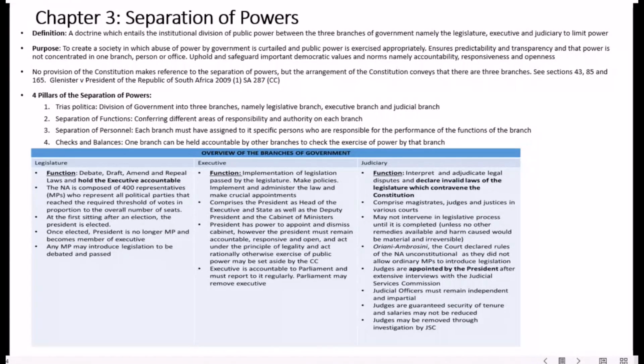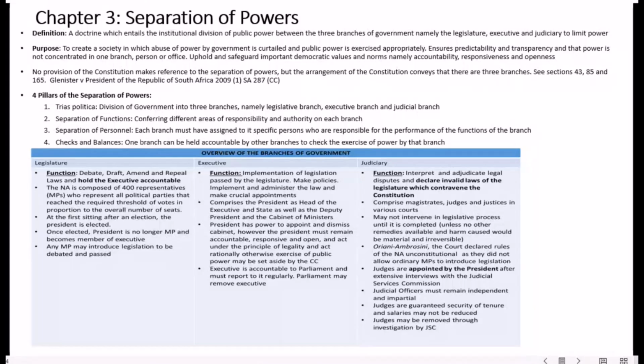The separation of powers, colleagues, as we mentioned in the previous slide, is a doctrine which entails the institutional division of public power between the three branches of government, namely the legislature, executive, and judiciary, to limit power. Its purpose is to create a society in which abuse of power by government is curtailed and public power is exercised appropriately. It ensures predictability, transparency, and that power is not concentrated in one branch, person, or office. It upholds and safeguards important democratic values and norms, namely accountability, responsiveness, and openness.